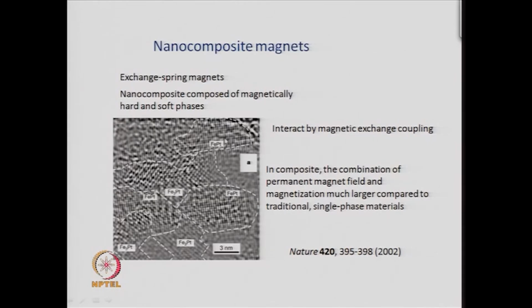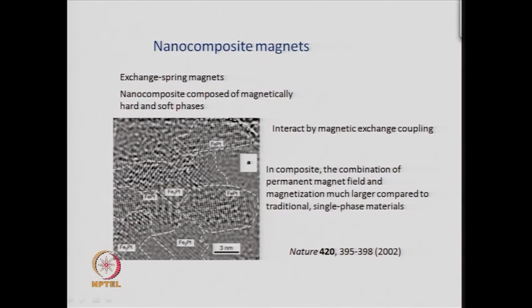So, this is hard magnet type, this is soft magnet type, and together they are existing. And what is the result? The result is whenever you have a combination of this permanent magnetic field like given by a hard magnet and magnetization due to a soft magnet, then you will get much larger magnetization as compared to traditional single phase materials. And why is that? Why do you get much higher magnetization in such composites? Because they are interacting between each other by exchange coupling. So, when you have hard and soft particles within the same material, you can have this kind of a magnetic exchange, and you can have much larger magnetization than the single phase materials.